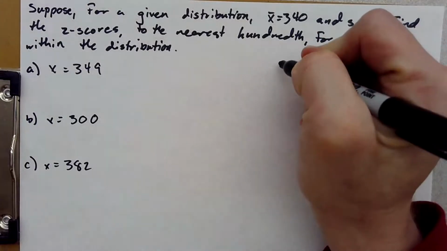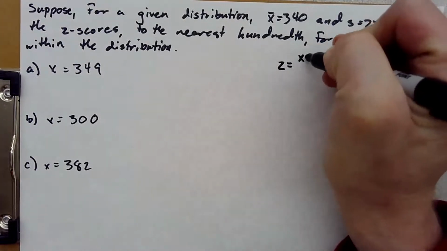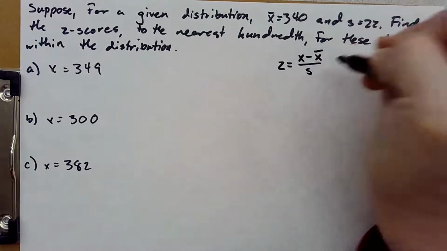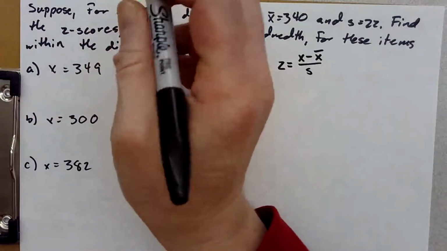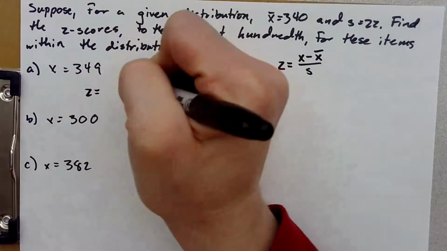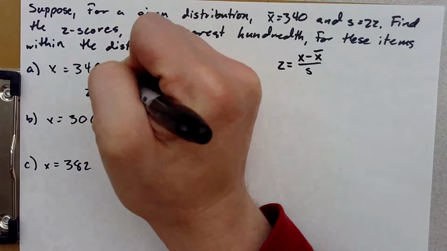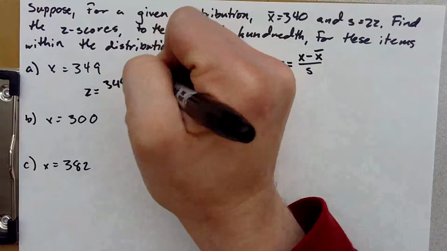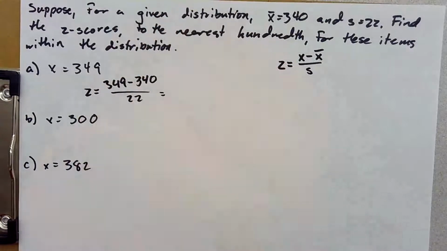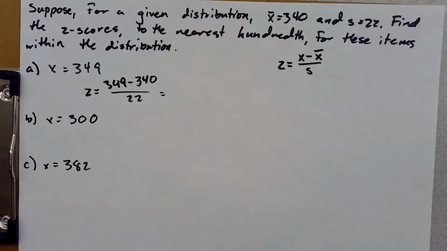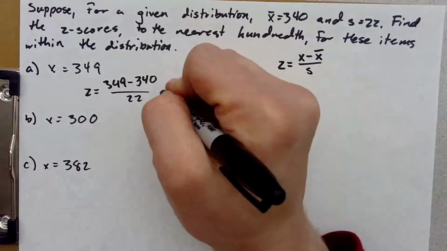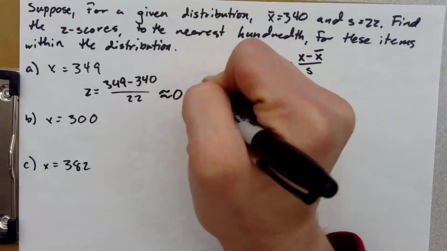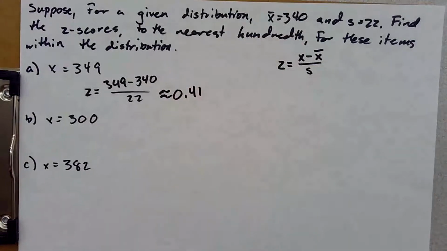So the formula for the z-score is z equals x minus x bar divided by s. So if x equals 349, then z equals 349 minus 340 divided by 22, which is 9 over 22, which is approximately 0.41. And since we only do z-scores to the nearest hundredth, that is exactly what we need it to be.